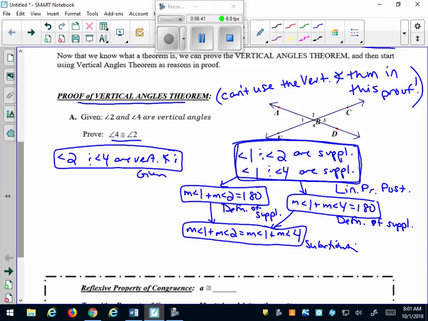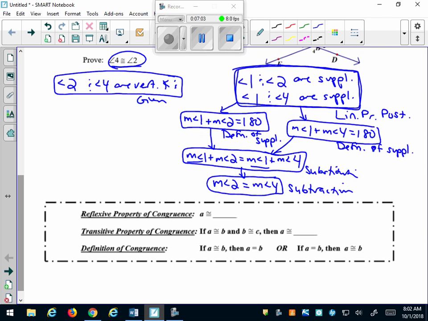Well, now what we're trying to prove is 4 is congruent to 2. So from here, we have the measure of angle 1 on both sides. We can subtract that. Measure of angle 2 equals the measure of angle 4 by subtraction. Sorry, I'm running out of room here. And so our last thing is angle 4 is congruent to angle 2 by definition of congruent. And we're not going to worry that it's in a different order. It's okay.